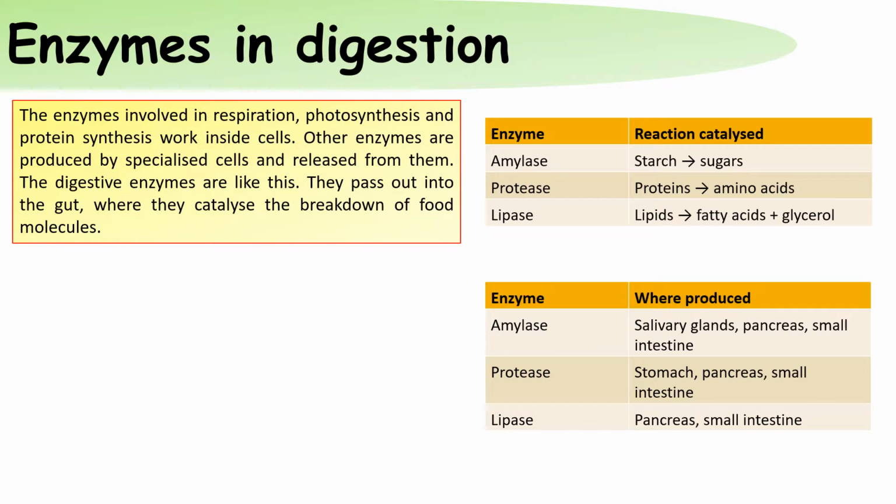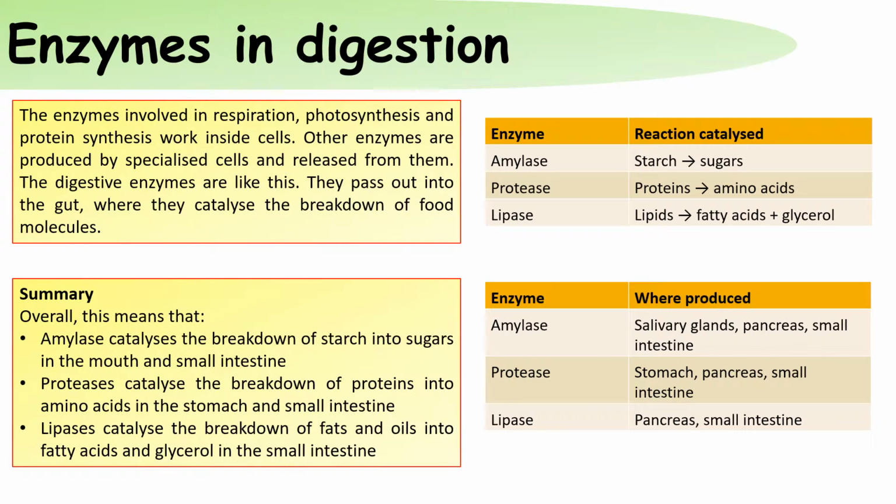Amylase is produced by the salivary glands in the mouth, the pancreas and the small intestines. Protease is produced in the stomach, by the pancreas and in the small intestines, and lipase is produced by the pancreas, and you find it in the small intestines. So in summary, amylase catalyzes the breakdown of starch into sugars in the mouth and the small intestines. Proteases catalyze the breakdown of proteins into amino acids in the stomach and the small intestines. Lipases catalyze the breakdown of fats and oils into fatty acids and glycerol and are just found in the small intestines.